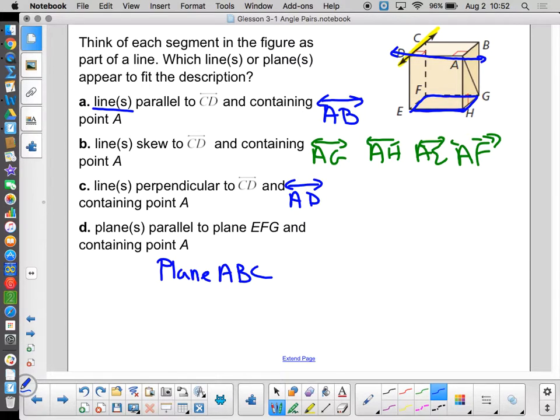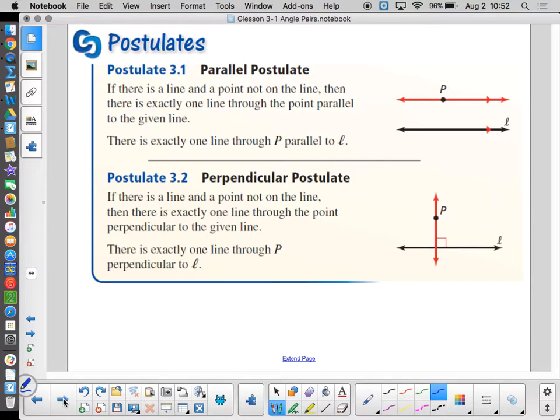So there we go, identifying some parallel lines. Now, I want you to notice something. How many parallel lines do we get containing point A? Just one. How many perpendicular lines containing point A? Just one. How many skew lines? A whole lot. And if I put more points in, I could get about a bunch more. This leads us to our idea of our parallel and our perpendicular postulate.